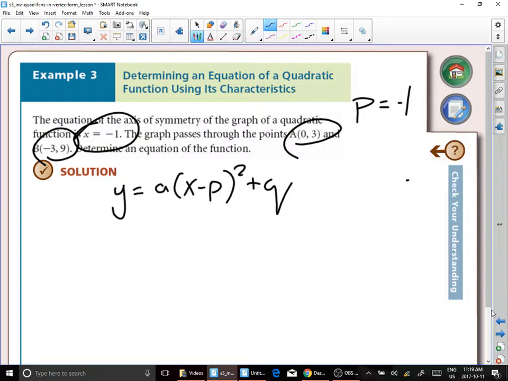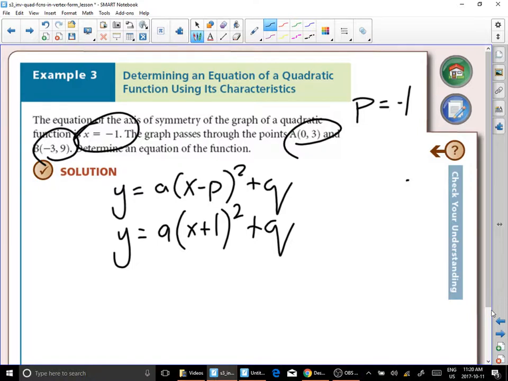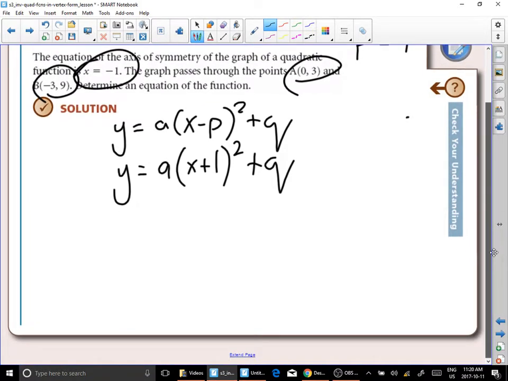And we know in this particular question, p is -1, so it's going to be y equals a(x + 1)² + q, and we know that's always going to be true. What we don't know is a, and we don't know q, but we can plug in points A and B separately into this expression, and they will give us equations. So let's do that. Let's plug in (0, 3).